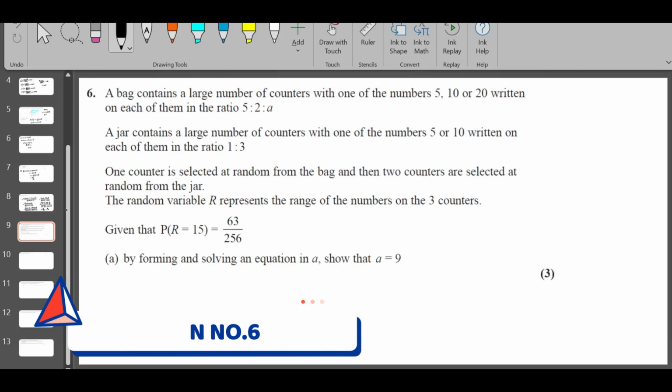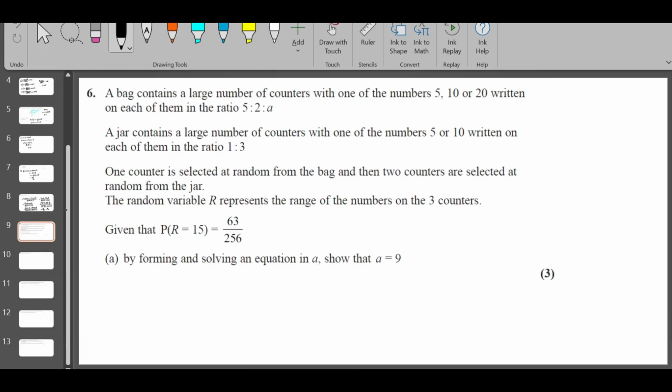A bag contains a large number of counters with one of the numbers 5, 10, 20 written on each of them, in the ratio 5 to 2 to A. So the total ratio is 5 plus 2 plus A, which is 7 plus A. So for 5 it's going to be 5 over 7 plus A. For counters with number 10 written on it, the ratio is 2 divided by the total ratio. For 20, it's A divided by the total ratio.